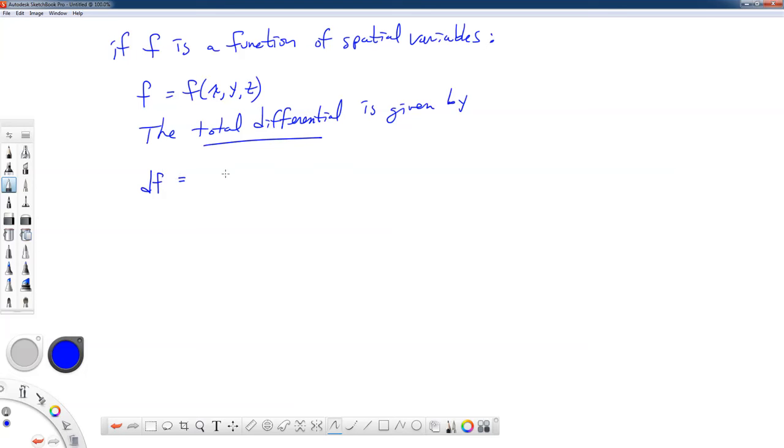df is the partial derivative of f with respect to x dx plus the partial derivative of f with respect to y dy plus the partial derivative of f with respect to z dz. Now we see some interesting terms in here. First of all, we have rates of change of that function in the x, y, and z direction.